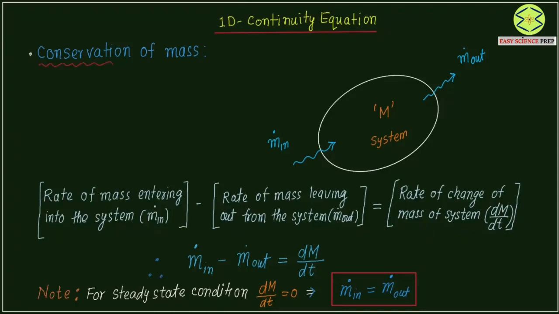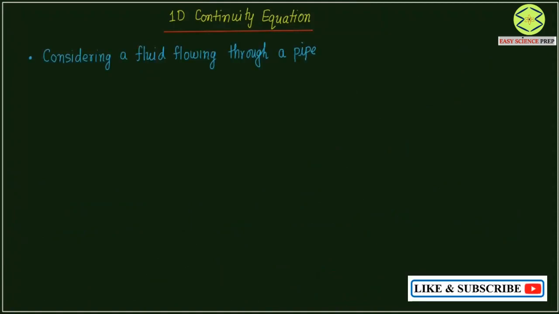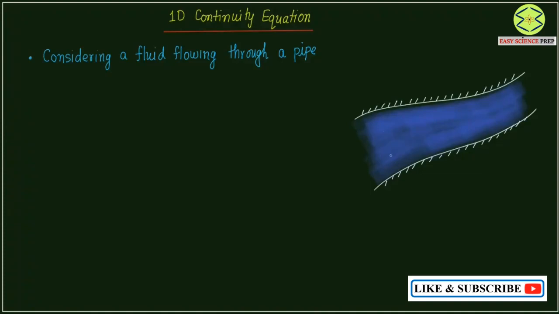Now, having understood the concept of conservation of mass, we would like to derive the one-dimensional continuity equation for a fluid flowing through a pipe. So we are going to consider a fluid flowing through a pipe. Suppose this is a pipe. We have a fluid flowing along the length of the pipe. By using the law of conservation of mass, we would like to derive the continuity equation for this particular situation. So let us consider a particular section of the pipe.